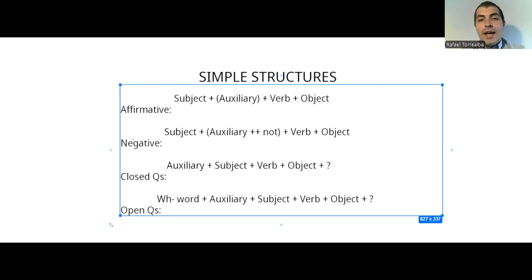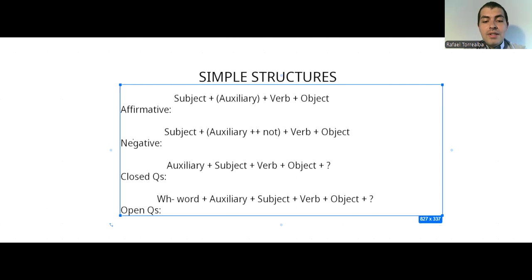Now, let's take a look at how this works. I cook pasta. So far, this is very similar to Spanish. I cook pasta. Yes? As you can see, the auxiliary in the affirmative statement is inside parentheses. That is so because we do not use it in simple present.